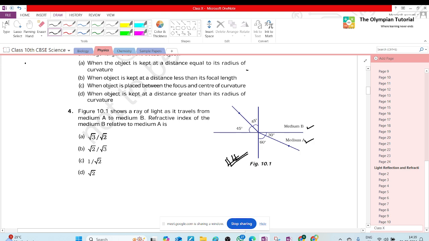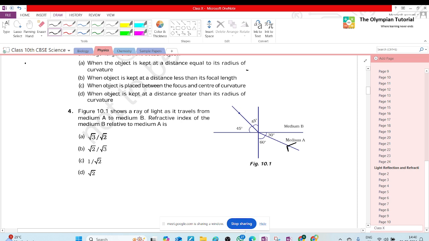Ma'am, you want me to answer the entire question? No, no, just look at this diagram and let me know which one is denser, which one is rarer. Medium B is optically denser and medium A is optically rarer. And the ray is coming from which medium? Medium B. Medium A.